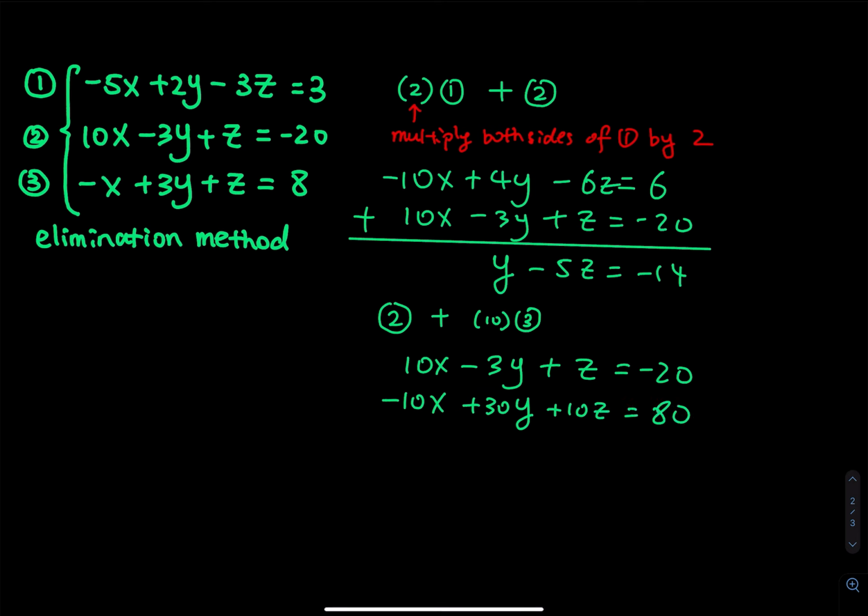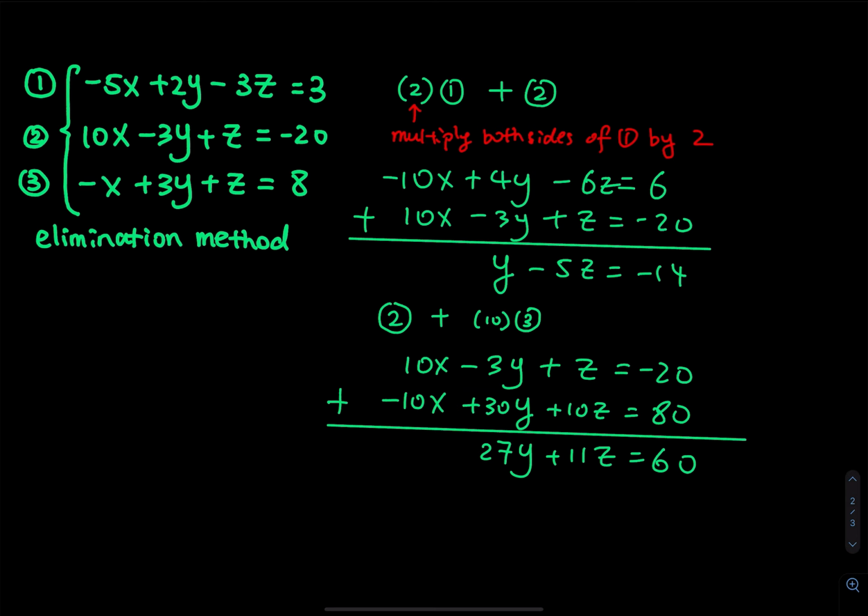So what I just did is I take 10, multiply each coefficient, and then take 10, multiply the other side. And then 10 plus negative 10 is gone, so I am going to add them. 10 plus negative 10, x is cancelled. Negative 3 plus 30 is 27y. And then 1z plus 10z, that is 11z. Negative 20 plus 80, that is equal to 60. All right, so now I have two equations.